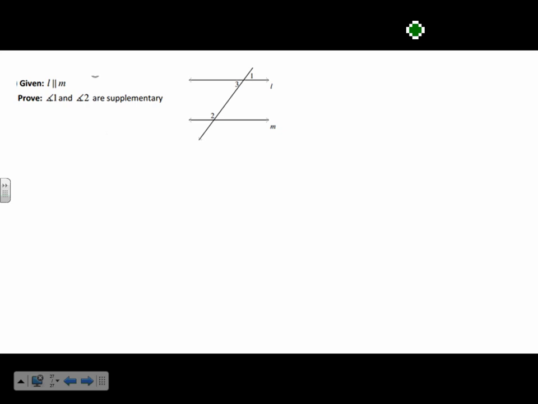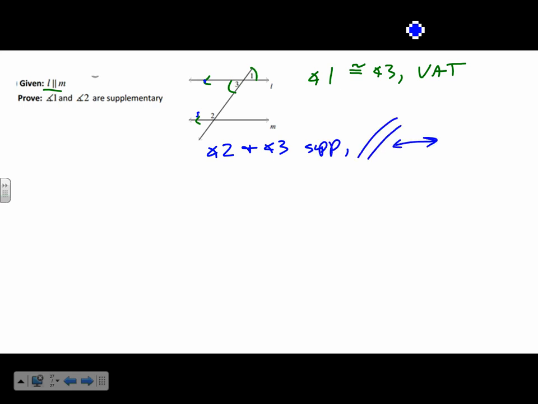And the last one, we know that they give us that these two lines are parallel, so I like to mark those in there. Prove that angle 1 and angle 2 are supplementary. Well, I know angle 1 is congruent to angle 3, and that's because of the vertical angle theorem. Since we know these lines are parallel, you have to make sure you know that first, but since we know they're parallel, that means angle 2 and angle 3 are supplementary. And that is the same side interior angles, oops, are supplementary.